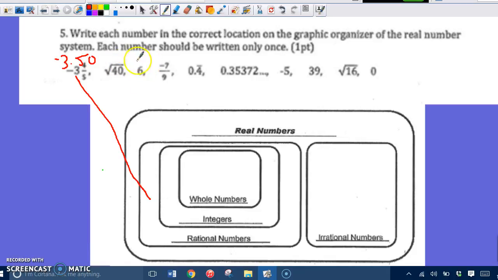Square root of 40. Please don't freak out about square roots. I will allow you to use a calculator to help you determine square roots because I know that this is something that you have not seen before, especially since we had such a rough beginning start of the school year, okay? So if you do the square root of 40, you're going to get this as an answer.